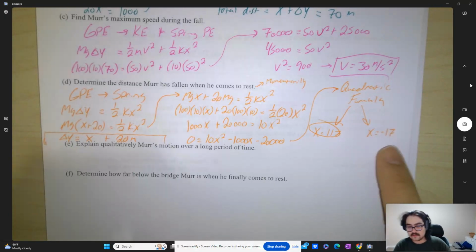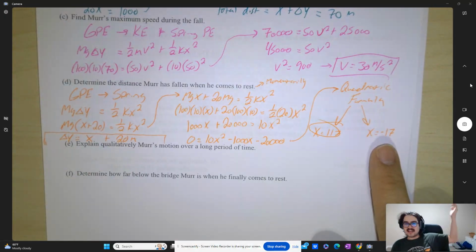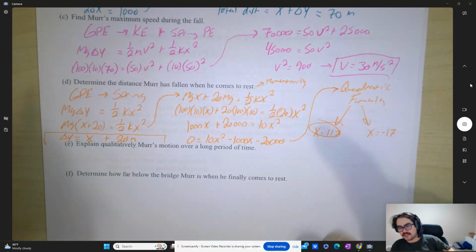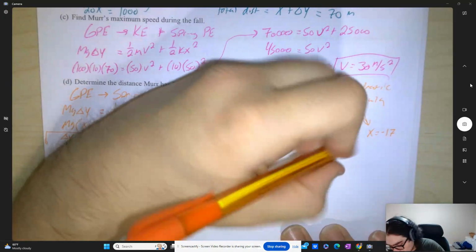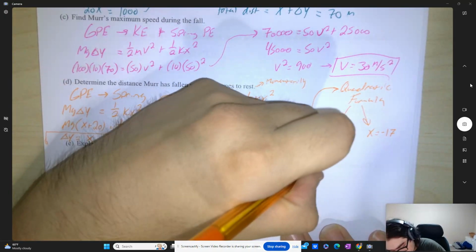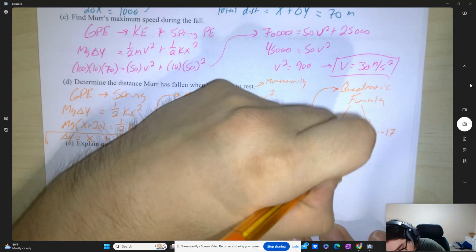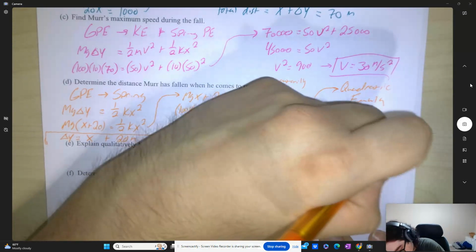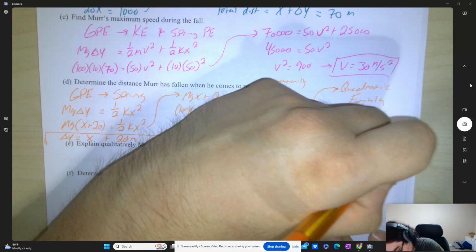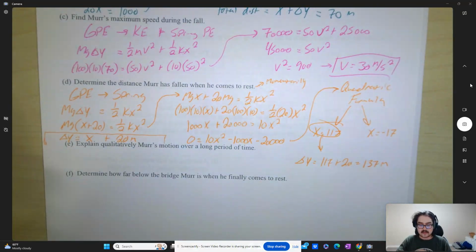Because it wouldn't make any sense for us to go back up to a position that ends up above the bridge. It just doesn't make sense. So this means that delta y is equal to 117 plus 20, so it ends up being 137 meters is where he goes.